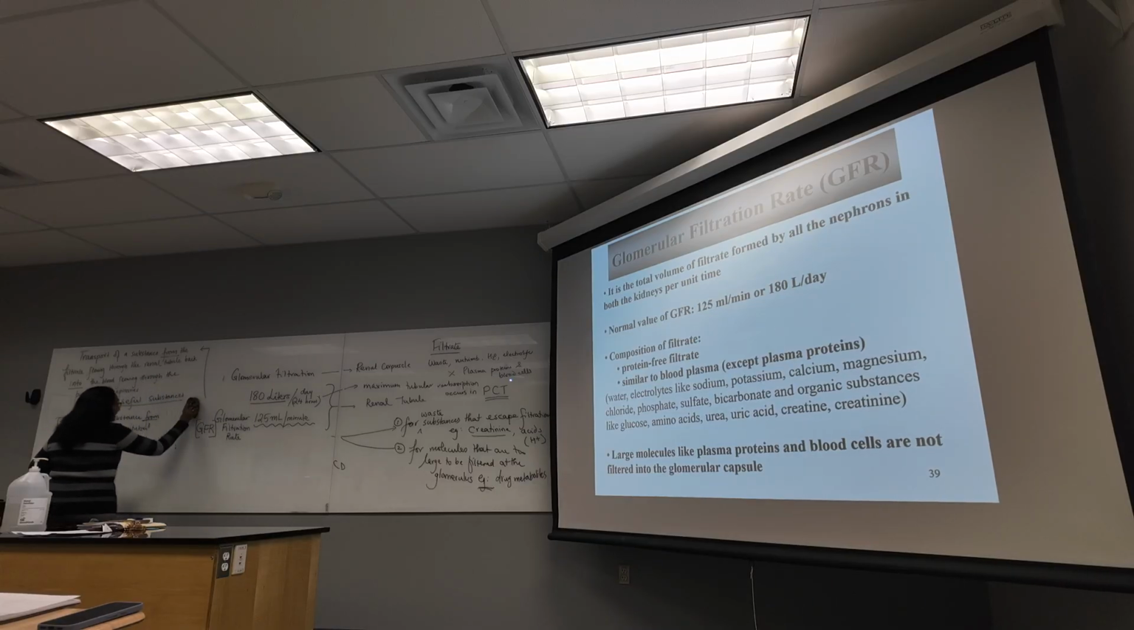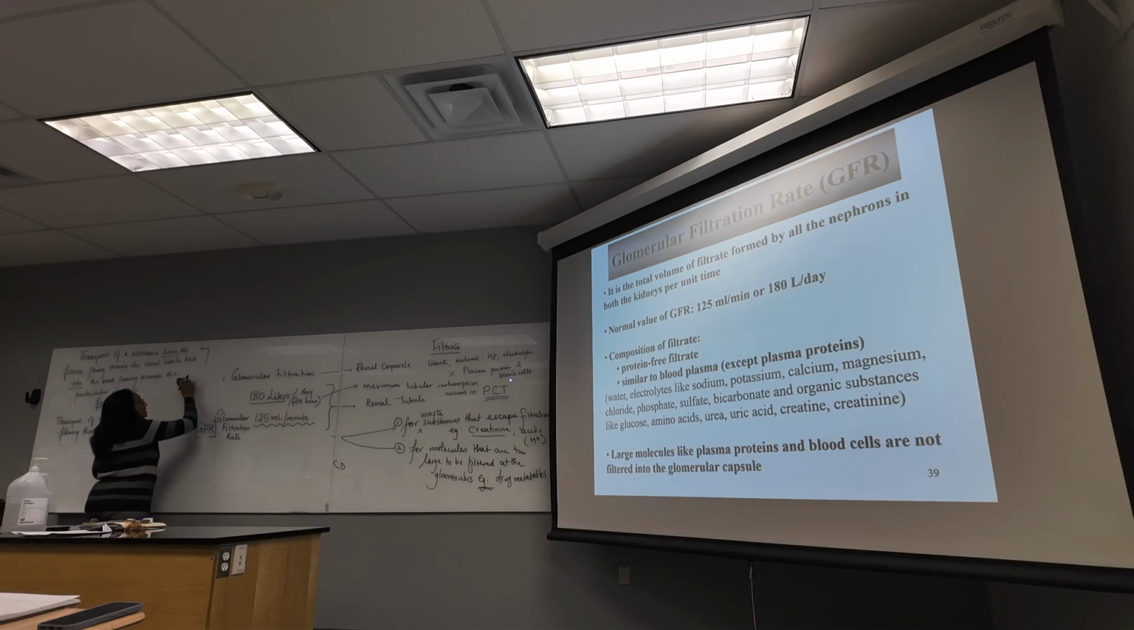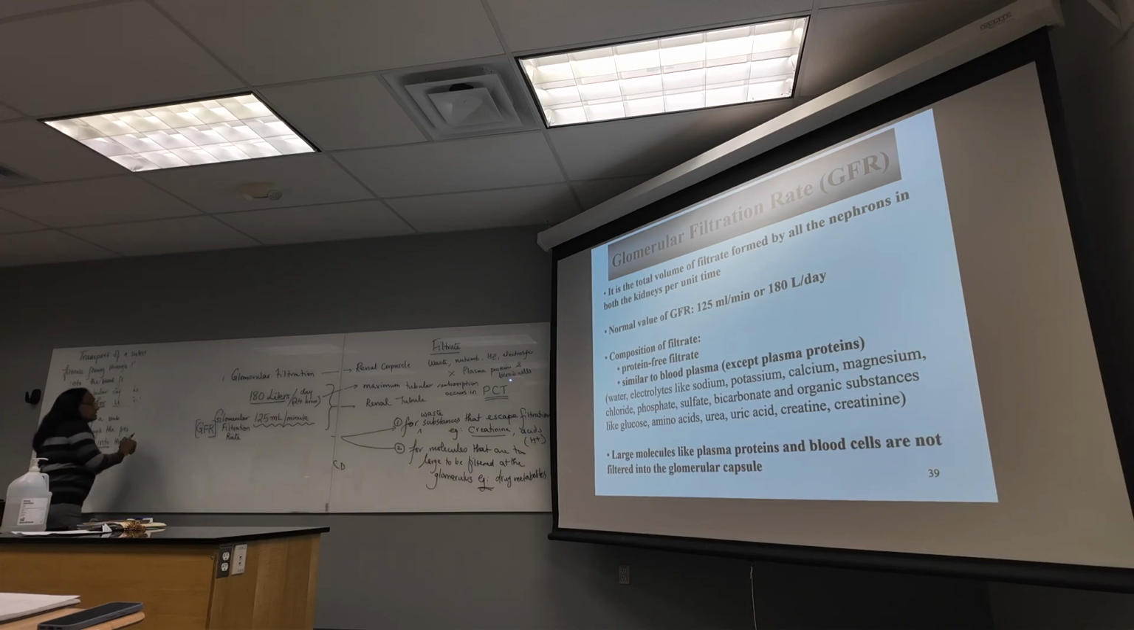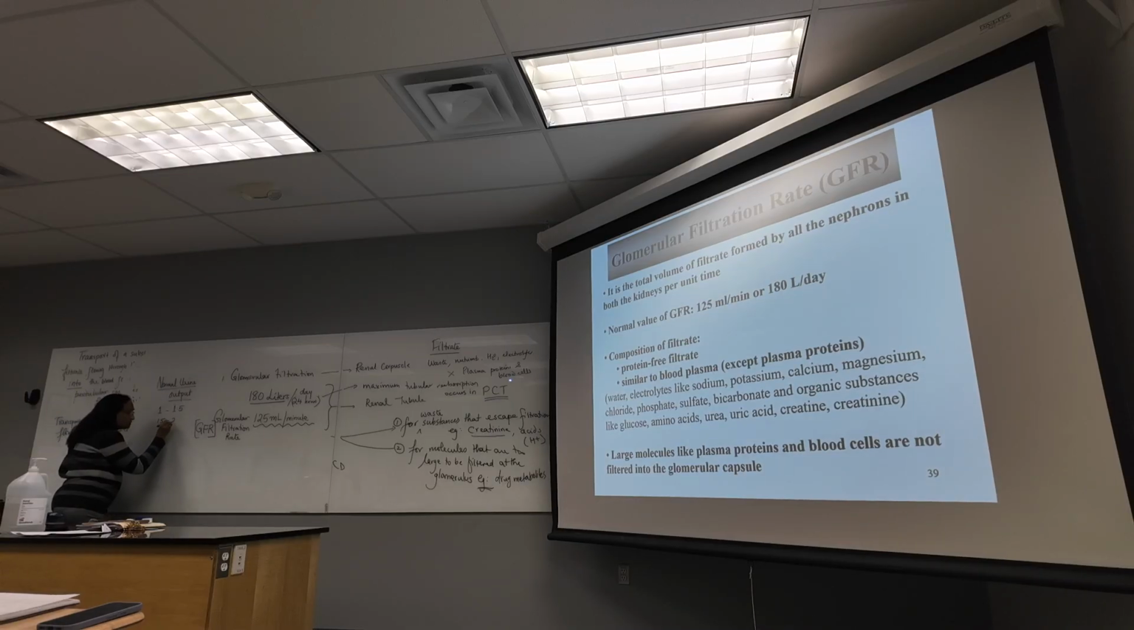Now, having looked at the GFR, how much filtrate is being formed, what do you think is the normal urine output? If you're passing 3, 4, 6 liters, that means there's something wrong. So let's keep it as 1.5 to 2 liters per day. This is your urine output.